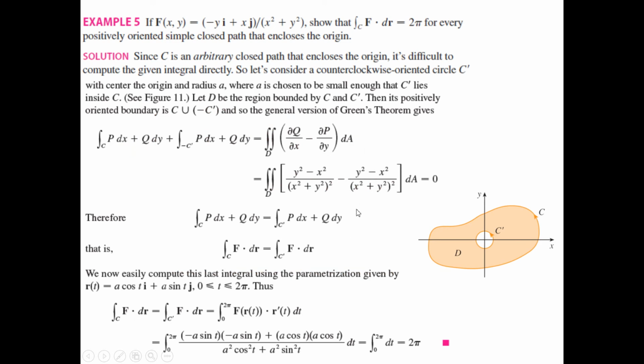So example 4 and example 5 are your assignments. Try to solve them yourself, and we'll discuss them tomorrow in detail, inshallah.